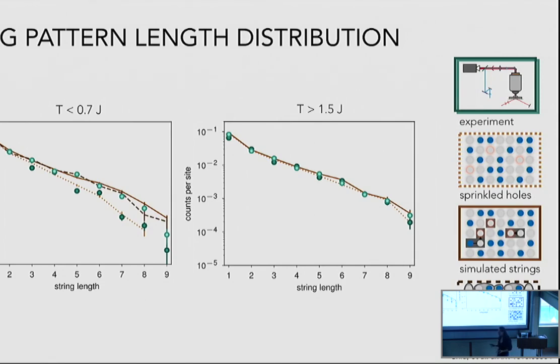So, while I can't say this is proof of any theory, which is incredibly hard to do, we can say that this is suggestive that it's a surprisingly good picture to be thinking about doped antiferromagnets at this temperature range.